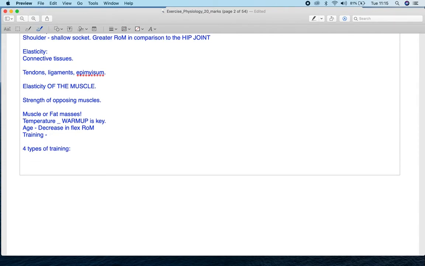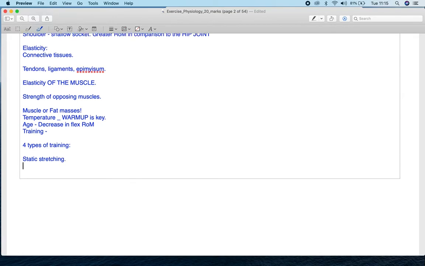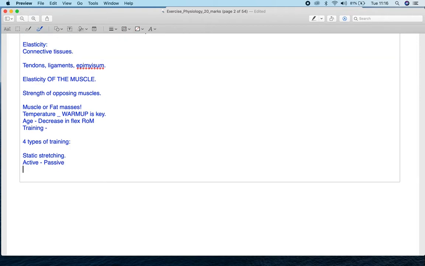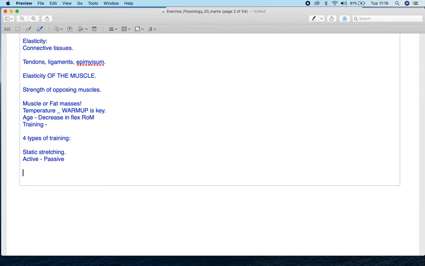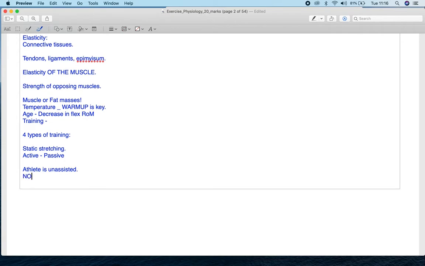Okay, so the first one is static stretching. If you think about static stretching, you can have active stretching or you can have passive stretching. Active stretching is where the athlete is unassisted in holding those stretches. You would personally move the joint to its stretch position with no external forces. So you're purely using your own body in order to achieve that stretch.